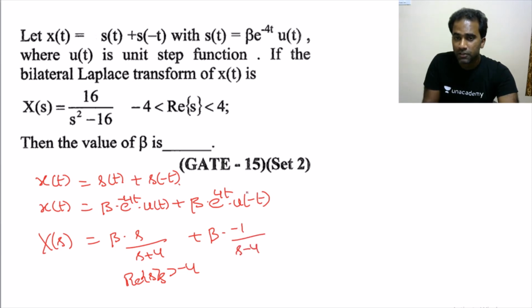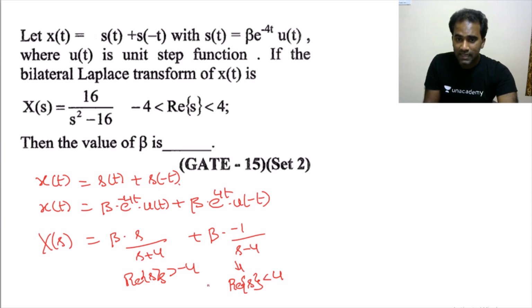Instead of u of t, if you are having u of minus t, there will be an extra minus sign. And the ROC of the second part is the real part of s less than 4, because a left-sided signal's ROC will be on the left side of the pole. Real part of s less than the real part of the pole, 4. Real part of 4 is 4 only.